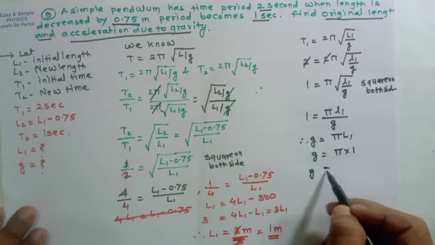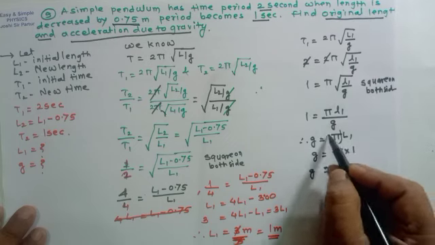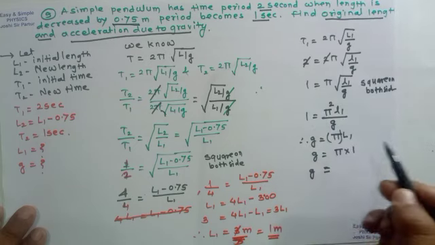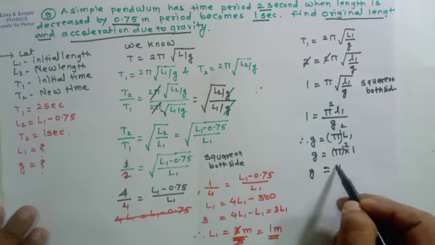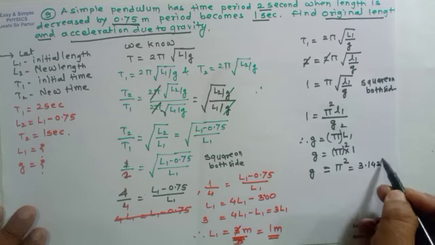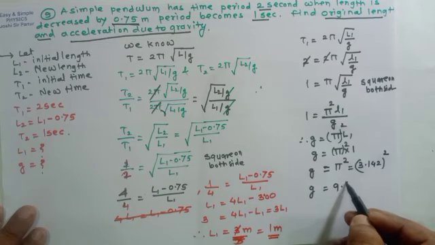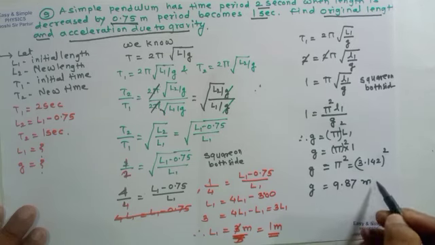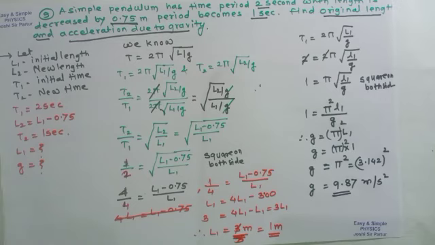So G is equal to pi squared multiplied by 1, which is equal to 3.142 squared. So G is equal to 9.87 meter per second squared. This will be the answer for the given example.